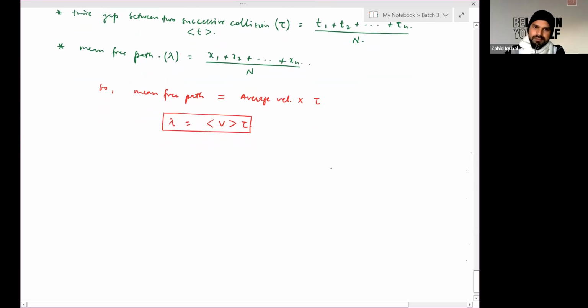Suppose there is a gaseous particle having diameter d. Within the range of this diameter, it may collide with any other gaseous particle. Suppose there is another gaseous particle at this point, and so on.